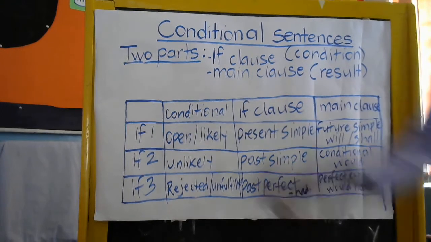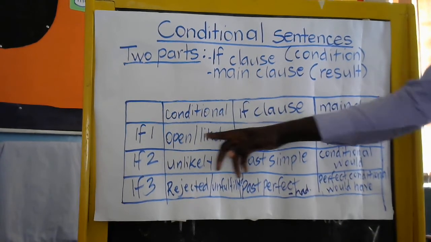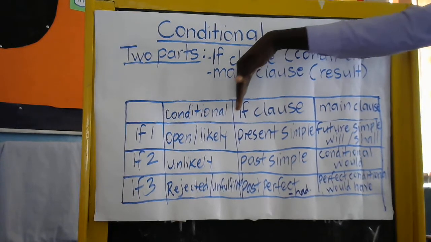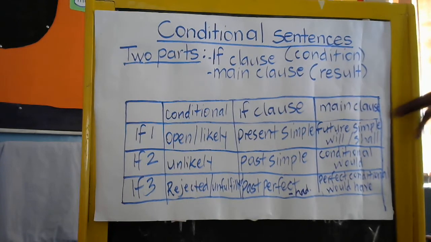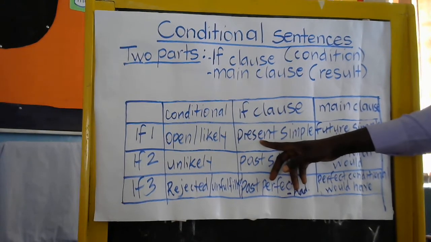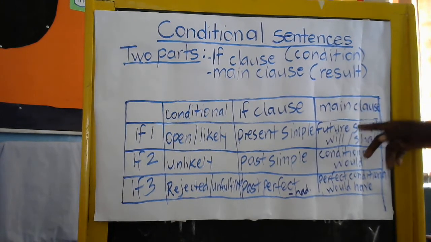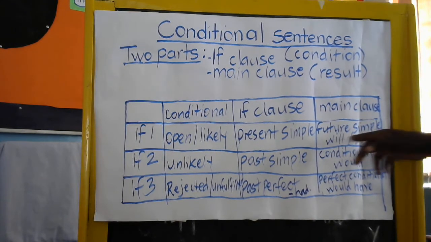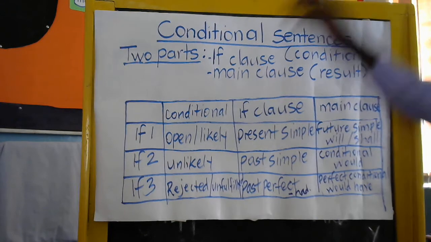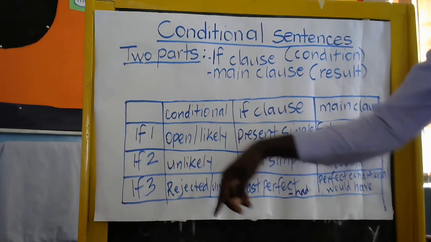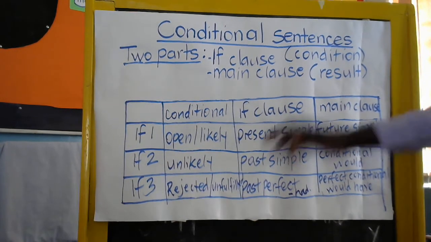Like we said, if 1 is known as open or likely conditional. And we said if 1 has two clauses, the if clause and the main clause. In if 1 we have the present simple of the main verb that is given, and in the main clause we have future simple. When we are talking about future simple, we talked of the two helping verbs, will or shall. We moved to if 2, where we said if 2 is also known as unlikely conditional.